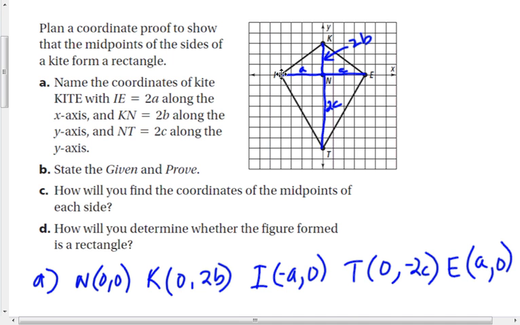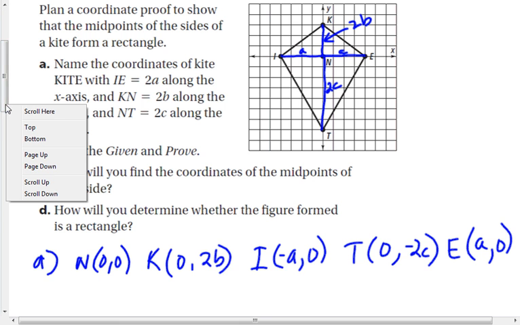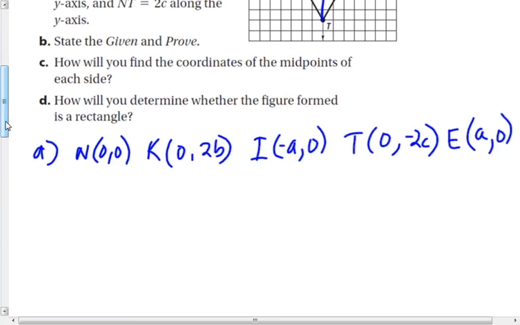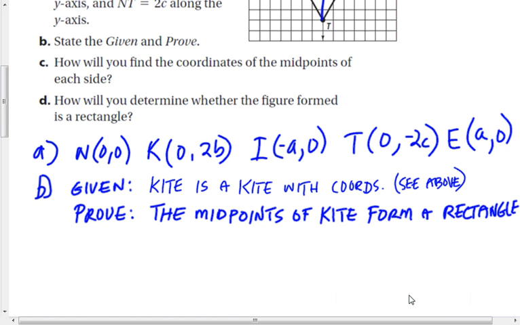Now we need to state the given and prove. So we're trying to prove that the midpoints of the sides of the kite form a rectangle. Our given is that this is a kite, and I'll write this down here. This is that KITE is a kite, and it has the above arbitrary coordinates. Okay, and then what we're trying to prove is that the midpoints of the kite form a rectangle.